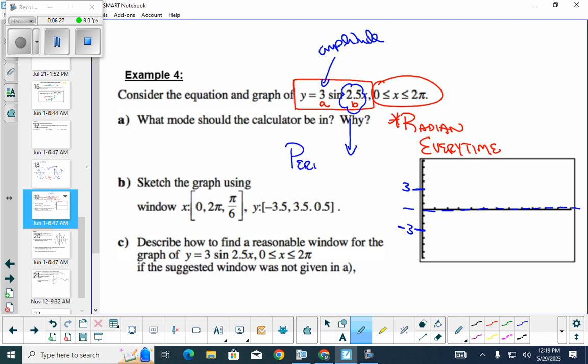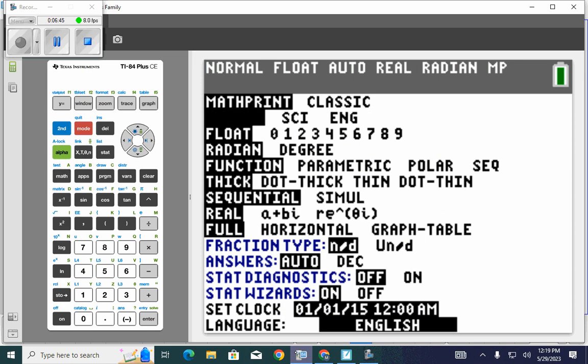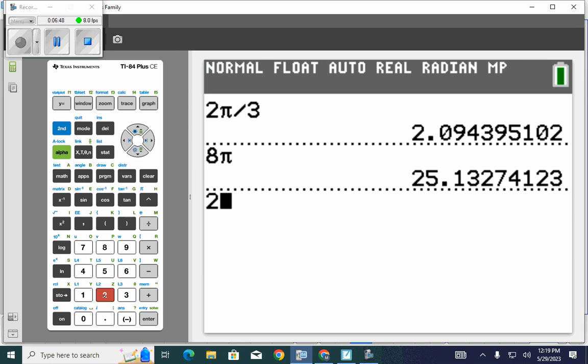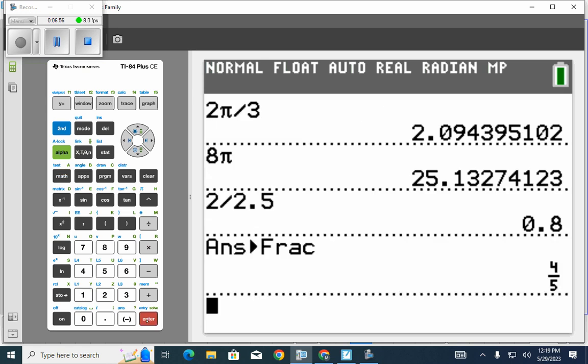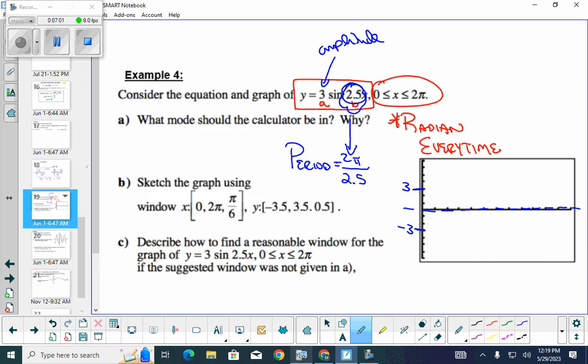Period. And period, remember, is how long it takes that wave to occur, like how long it takes to happen. We're going to go 2 pi, and we're going to divide it by this b value. Okay, so on your calculator, if you leave off the pi, so if you go 2 divided by 2.5, you get out 0.8. So if you go math 1, you get out 4/5. So the proper way of writing the period is 4/5 pi.